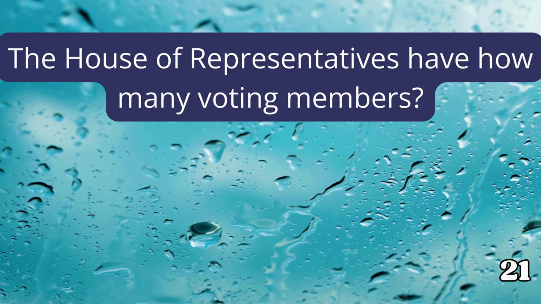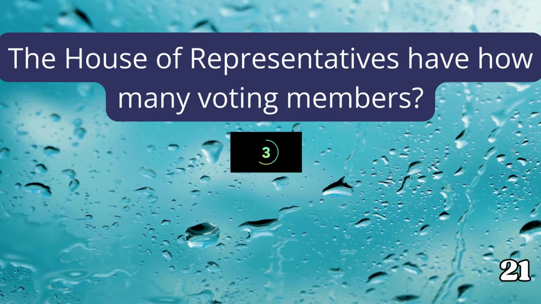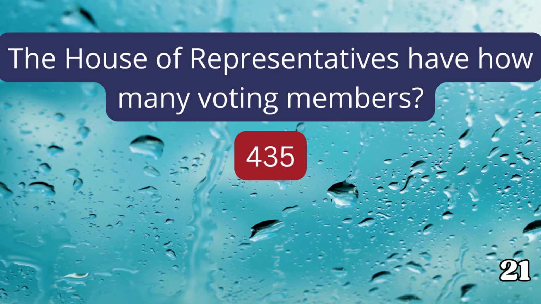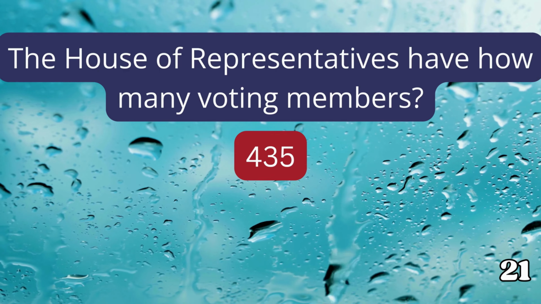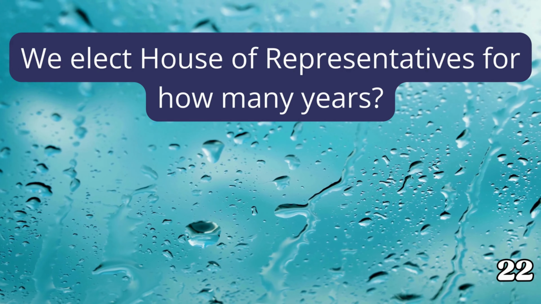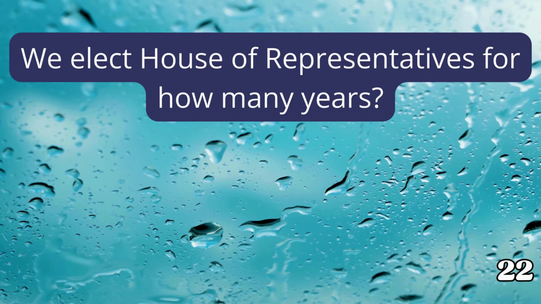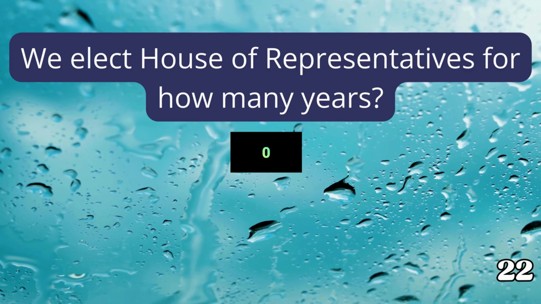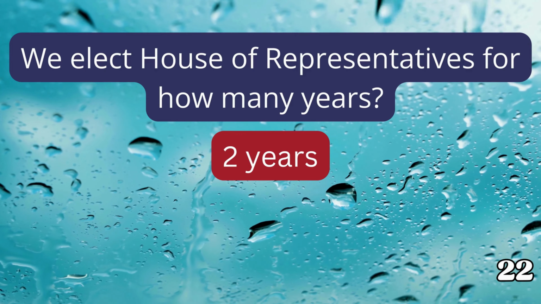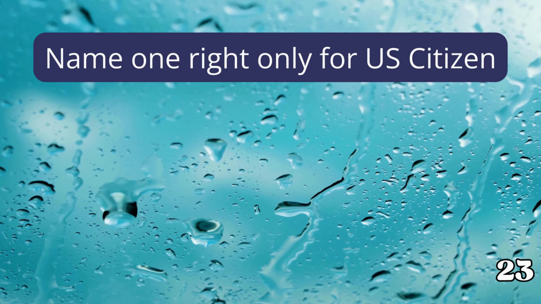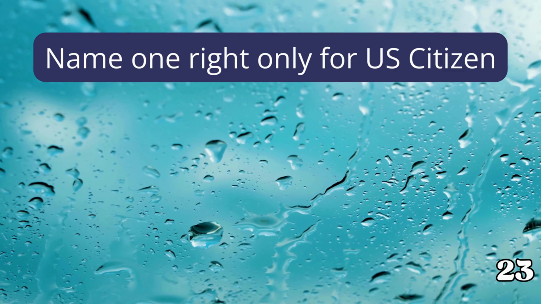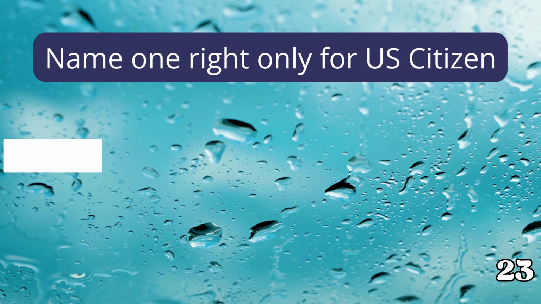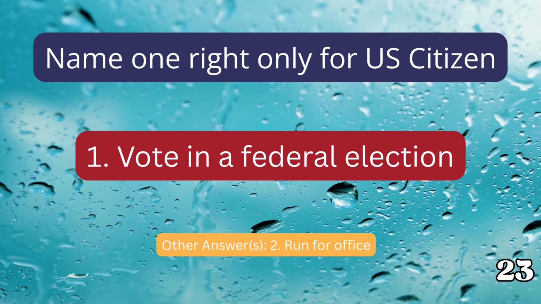The House of Representatives have how many voting members? 435. We elect House of Representatives for how many years? 2 years. Name one right only for U.S. citizen. Vote in a federal election.